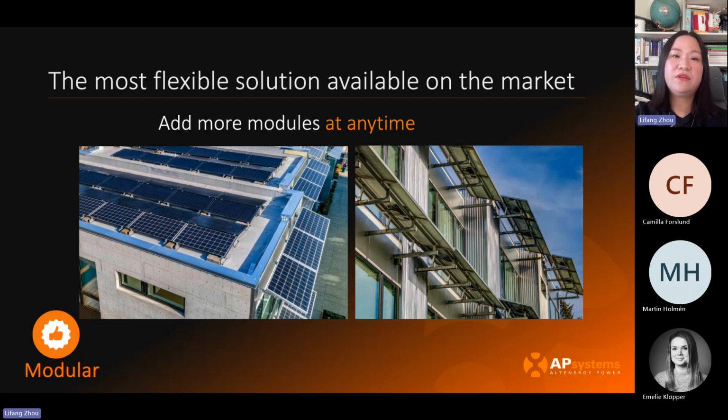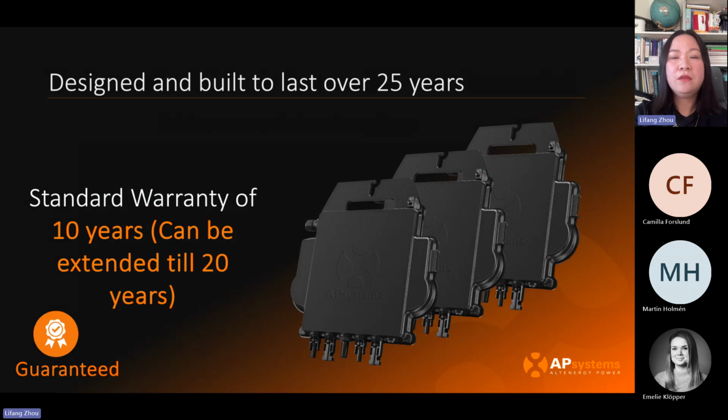That is very flexible for customers, to choose a small area now, or to do an expansion in the future. And another thing we also say is that our microinverter is designed to last over 25 years, while our standard warranty you can choose from 10 years. But if you want, you're welcome to extend it to 20 years.